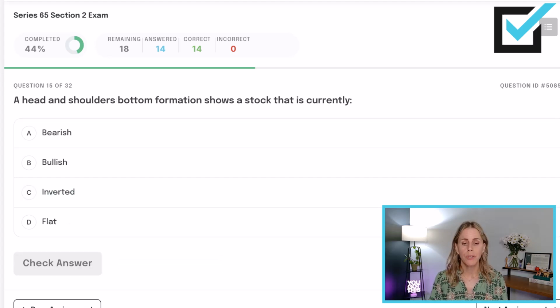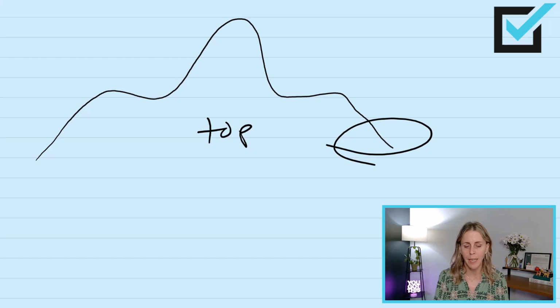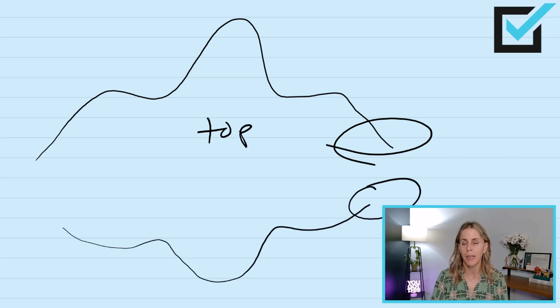A head and shoulders bottom formation shows a stock that is currently bearish, bullish, inverted, or flat. Pretend I can draw. We've got two types of head and shoulders formations. The top formation kind of looks like a person, shows a stock that is currently bearish, going down, and a head and shoulders bottom formation shows a stock price that is bullish, currently going up.